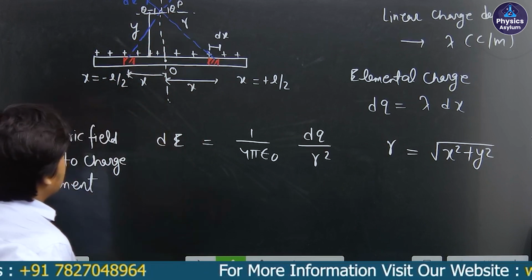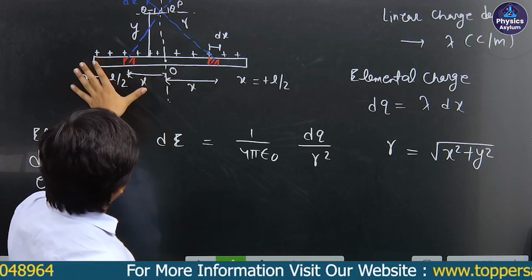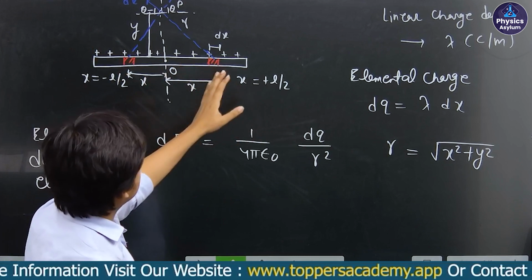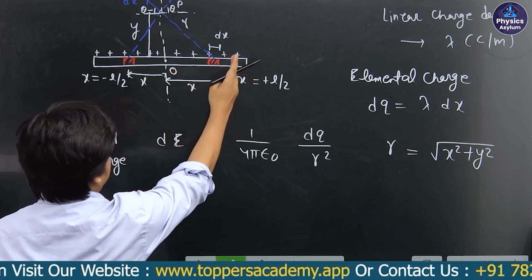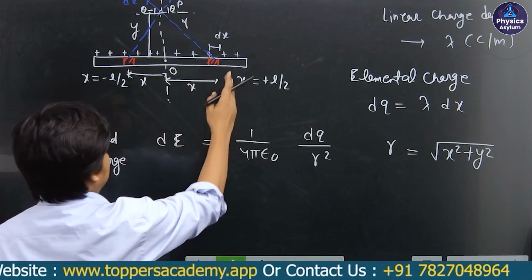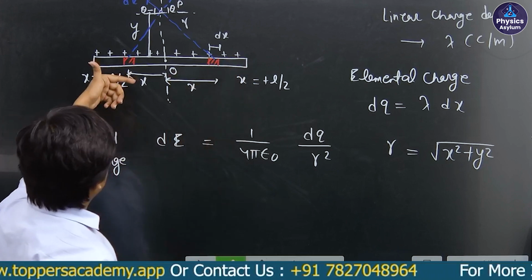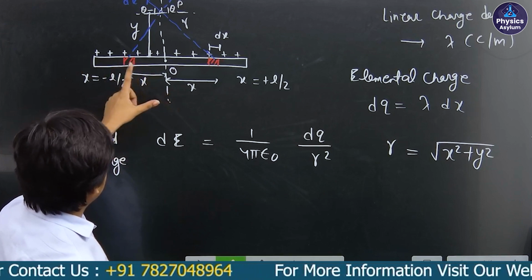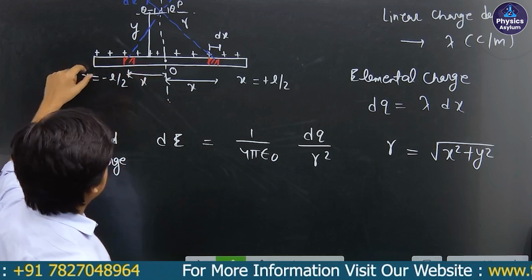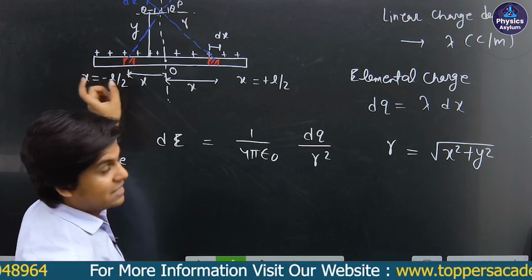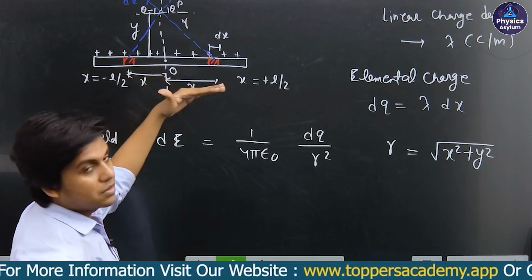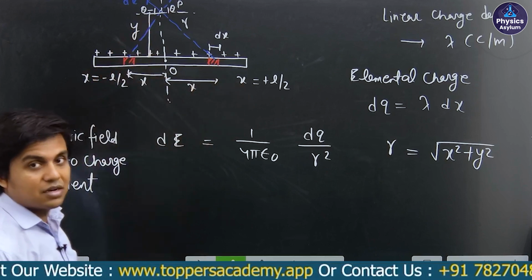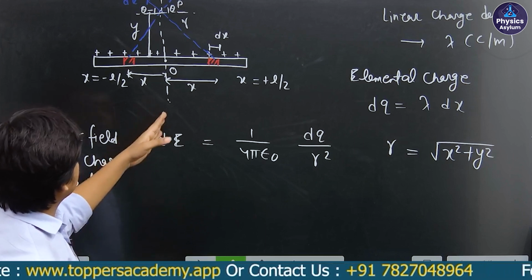Okay, so from here we can conclude that no matter where I am assuming my charge element on this right side, at whatever position, there will exist a charge element on the opposite side, such that it will cancel out the horizontal component due to the first one. So we can say that this net electric field will only be along the y-axis.